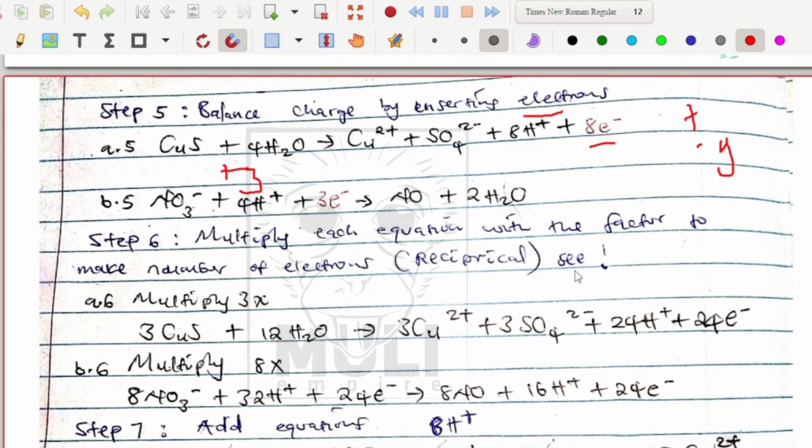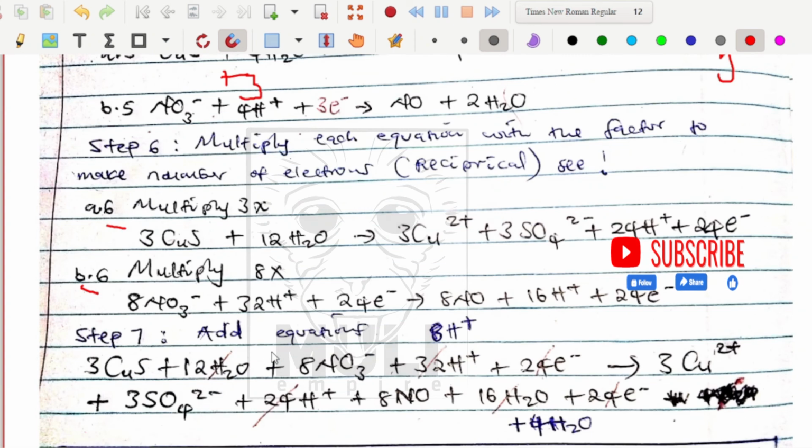After you reach this stage, you just multiply. You need to balance the electrons now. Look here, we have 3, and here you have 8. So you need to multiply with the reciprocal. You multiply the top equation by 3 and the bottom equation by 8. I just do the reciprocal. Then upon doing so, you have these expressions, which you are seeing here, here and there.